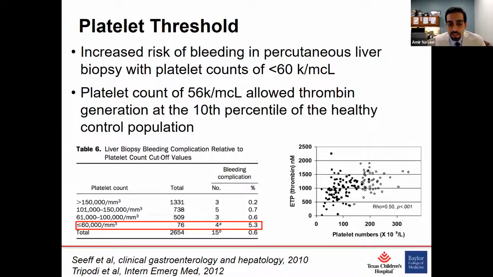And in a study by, again, Tripathi et al., looking at bleeding in liver biopsy patients, those who had a platelet count of less than 60 had significantly higher bleeding. And also another study by Seth et al., looking at thrombin generation in whole blood, demonstrated that a platelet count of 56,000 per microliter was generating the normal 10th percentile of the normal healthy control patients. So it is a safe estimate to say that for procedural aspects, a platelet count of 60 and above would be a good target to start with.